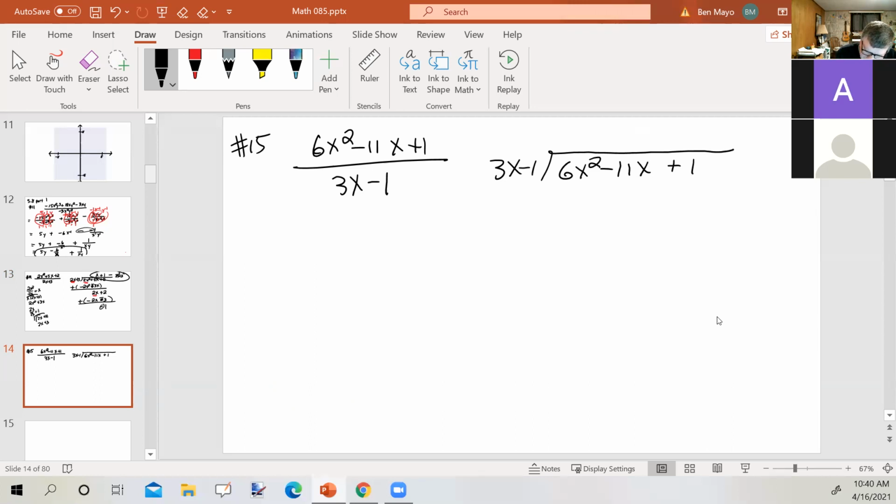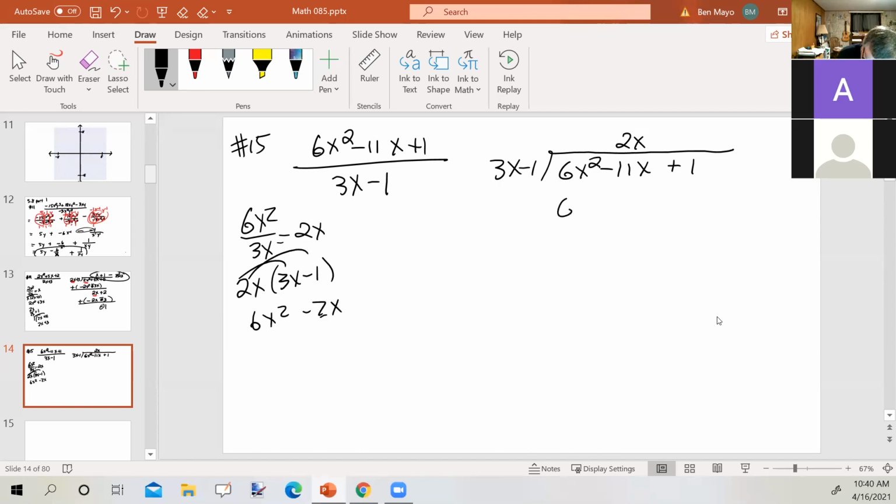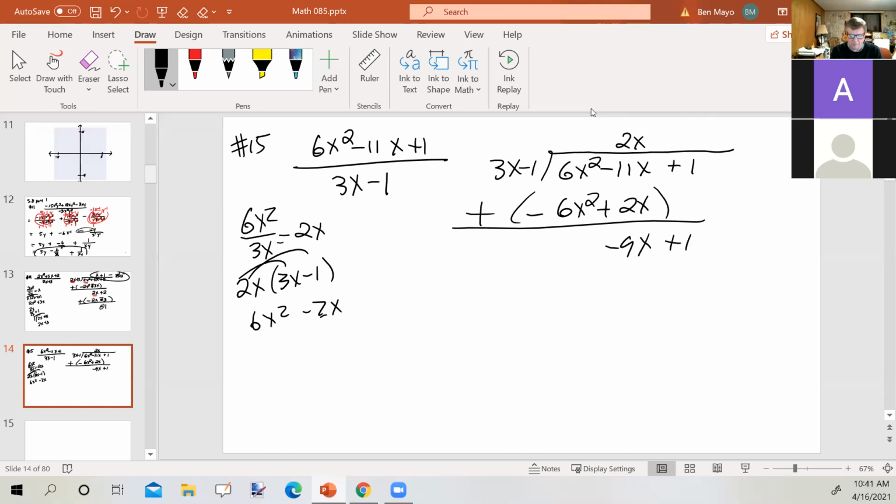And let's see, 6x squared divided by 3x would be 2x. So that goes up there. 2x times the quantity 3x minus 1 becomes 6x squared minus 2x. We're going to subtract that quantity from what's up above, change it to addition of the opposite, add up the columns, and we get 0x squared and negative 9x. Bring down the next term, plus 1.